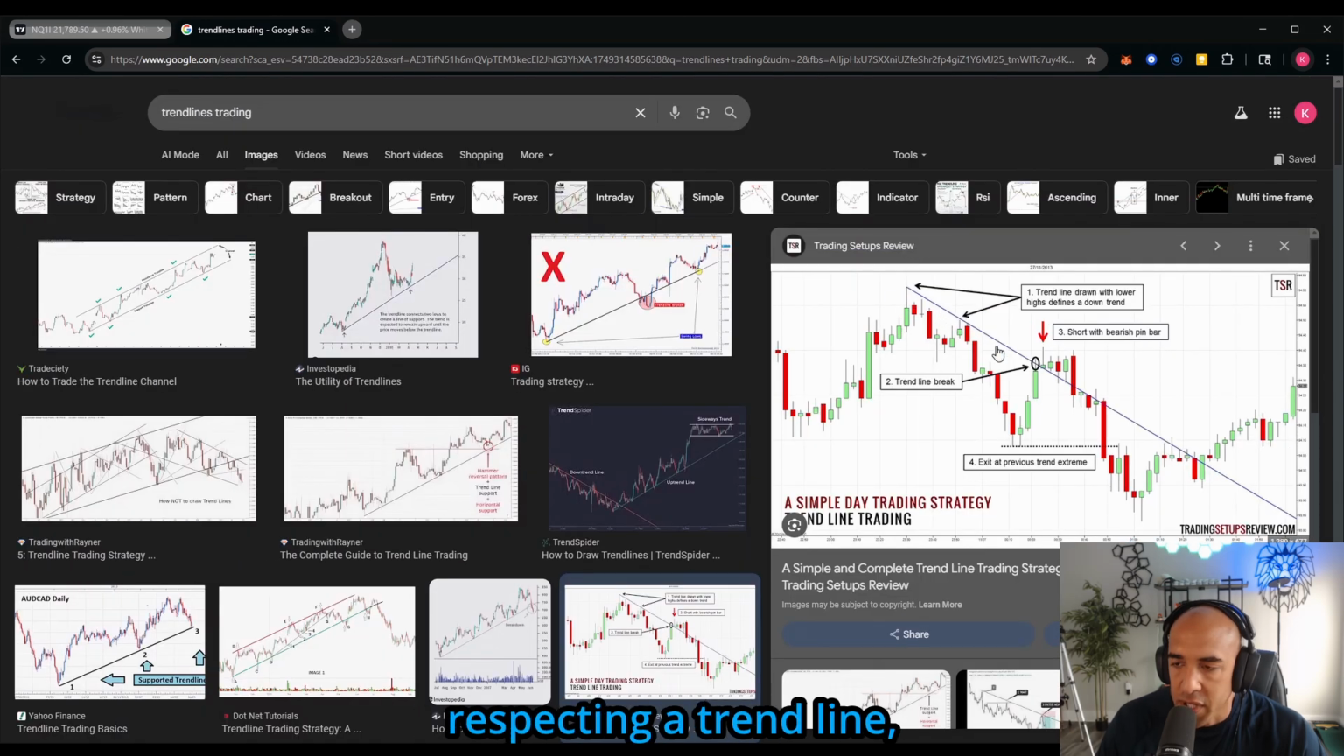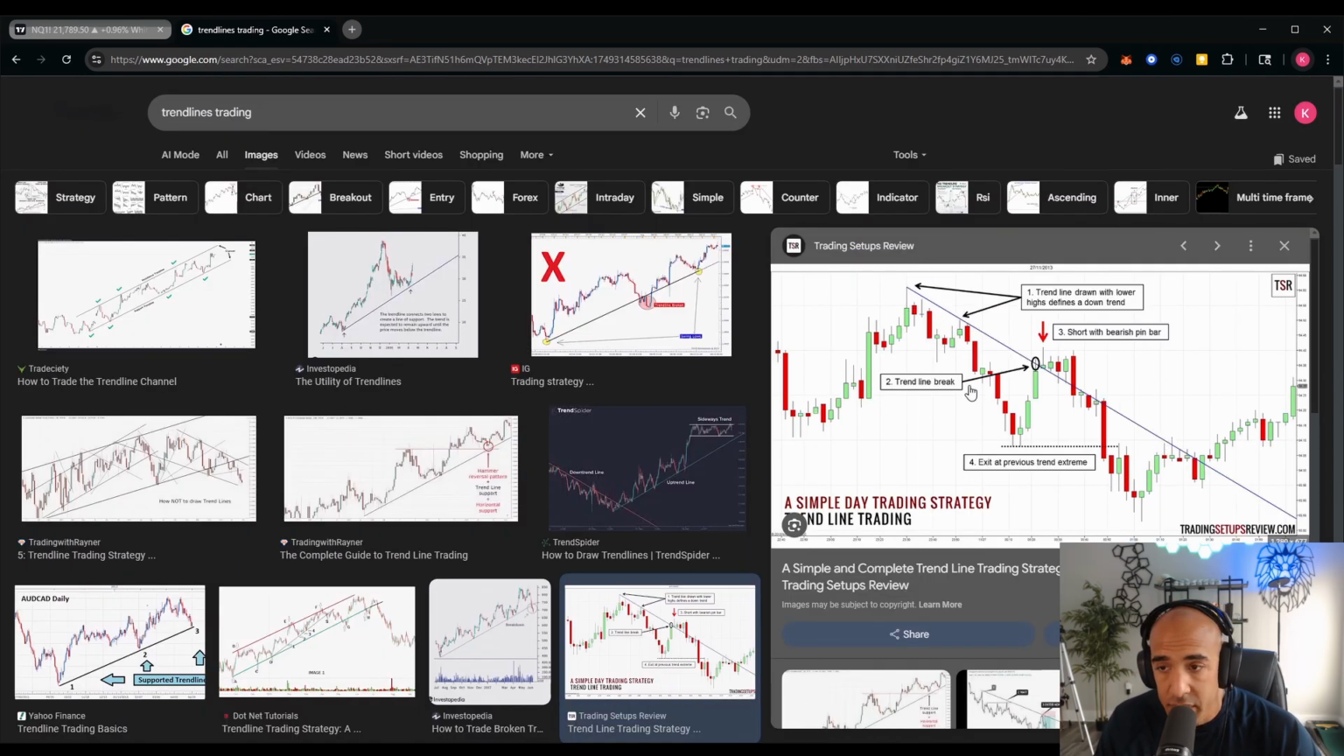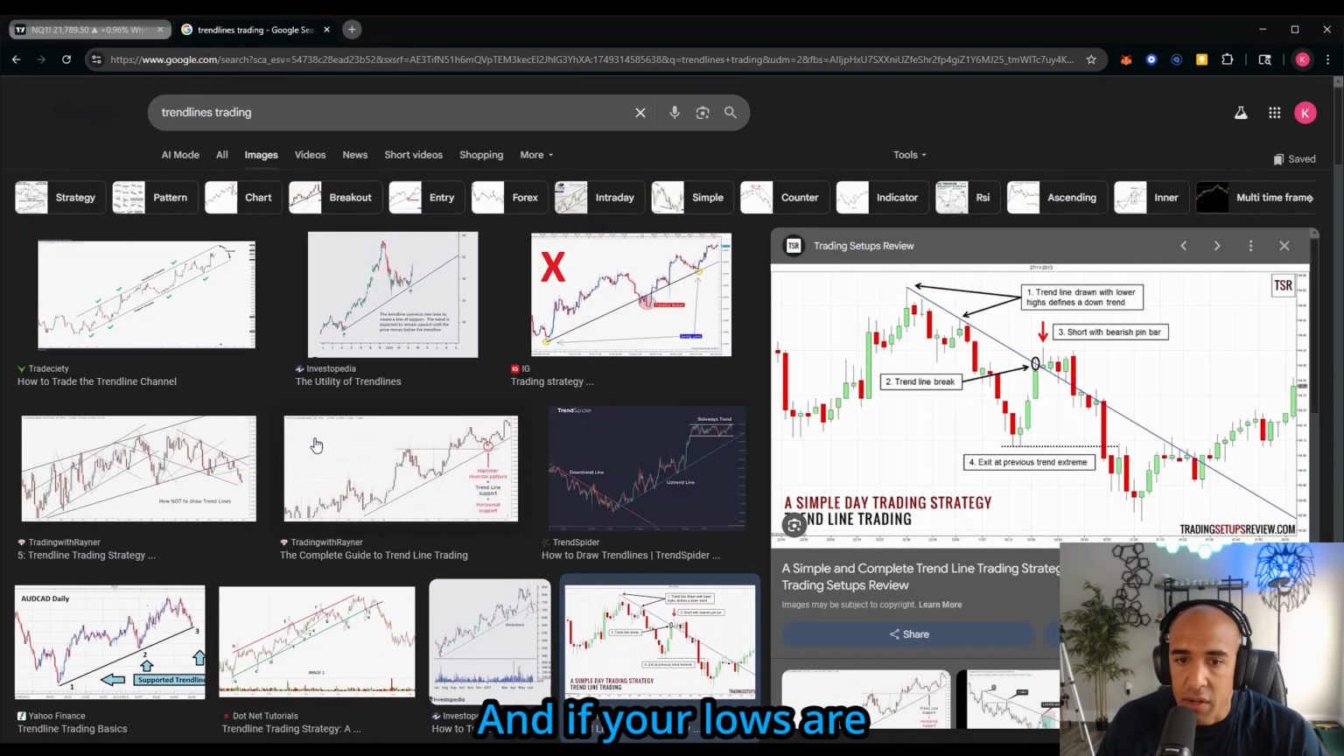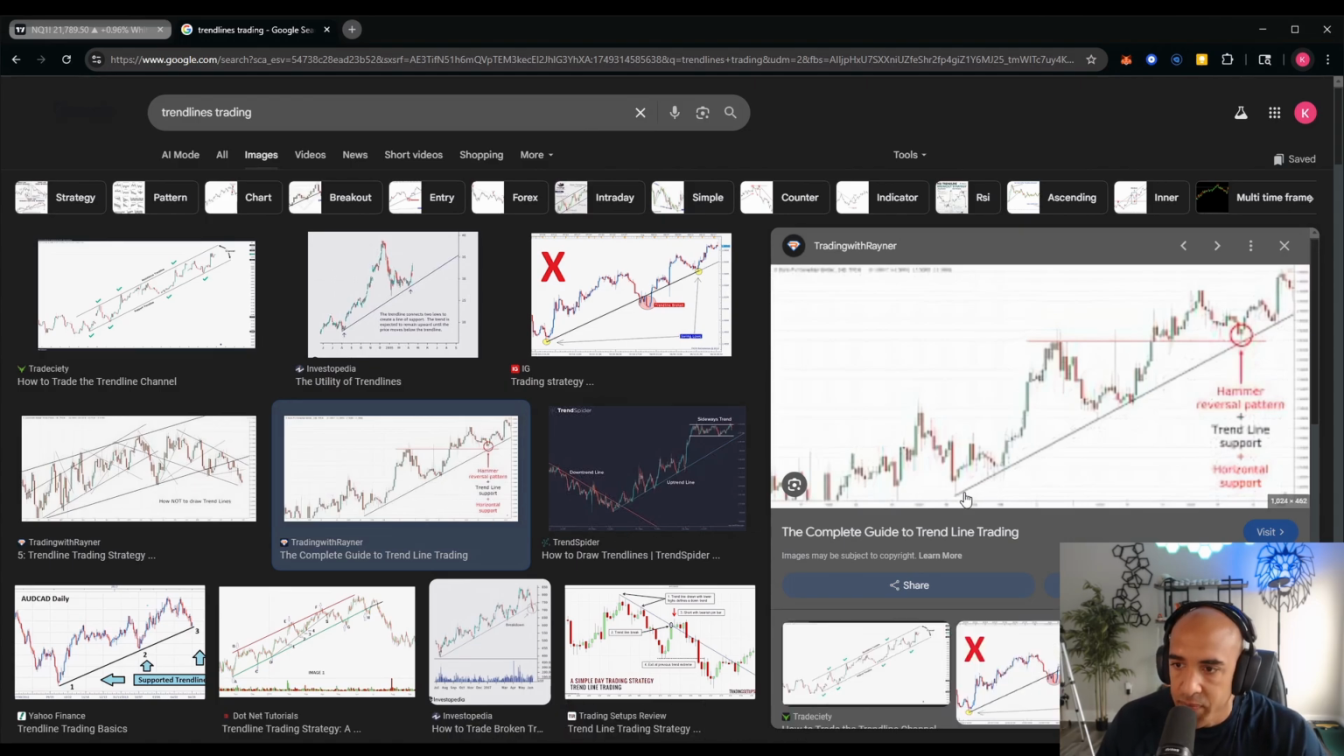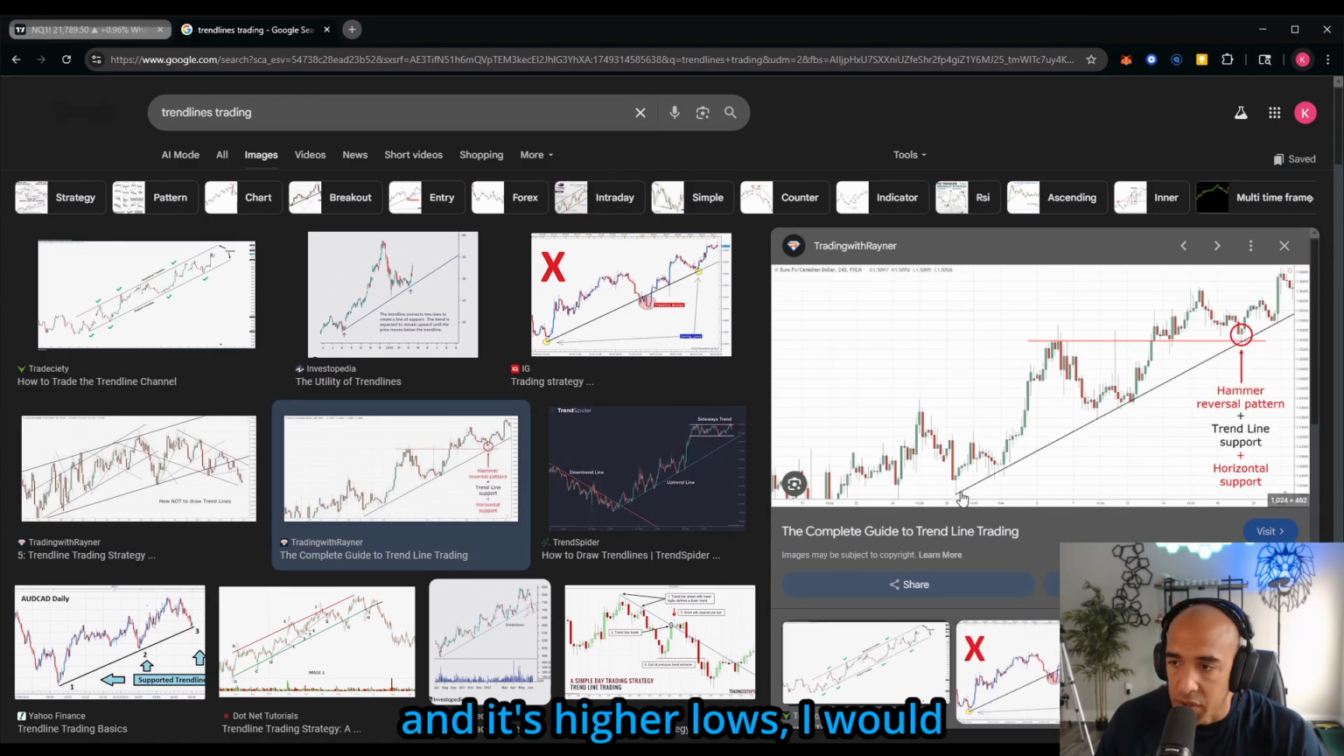So if your highs are respecting a trend line, you're typically trending down, assuming that it's lower highs. And if your lows are respecting a trend line and it's higher lows, I would assume that we're going up. So you can use them to see how we're trending.